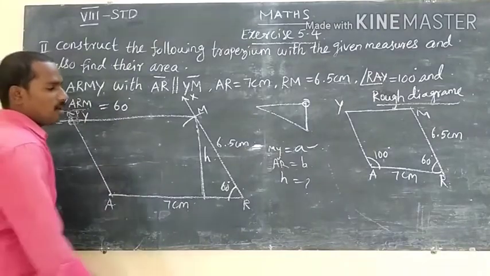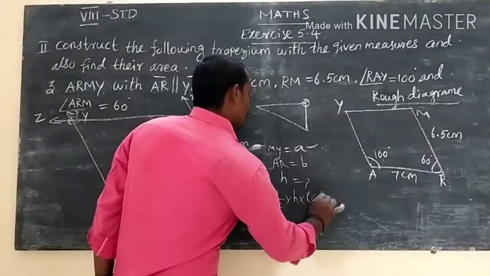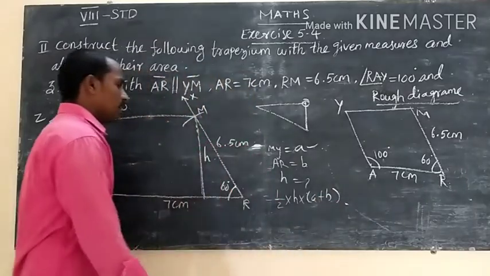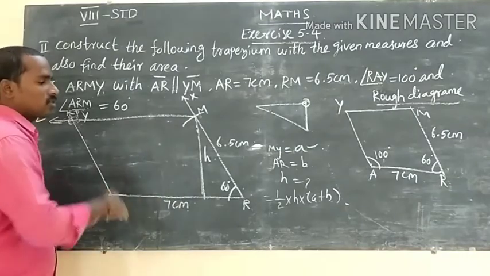The area of the trapezium formula is half into H into (A plus B) square units. Use this formula and we get the area of the trapezium. We understood this construction.